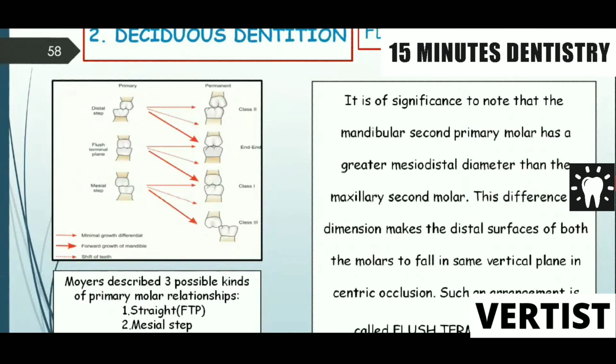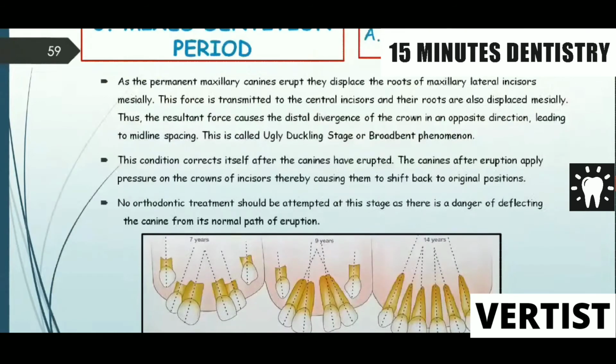Next, all the 4 things which we are going to discuss in the succeeding slides are important as short notes. So we started with number 1, number 2, plus terminal plane relationship, number 3, next. We see this phenomenon in mixed dentition, that is a period from where the permanent teeth start erupting. This is called as ugly duckling stage.